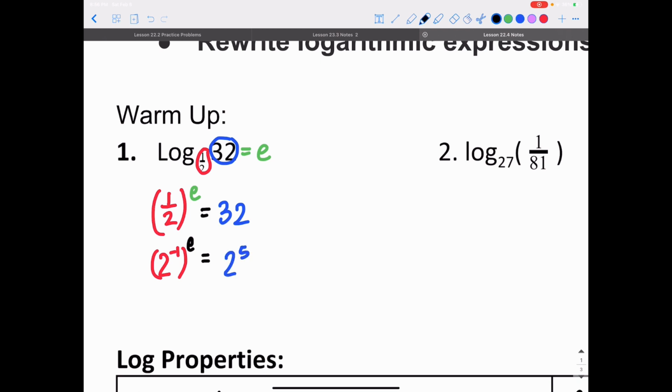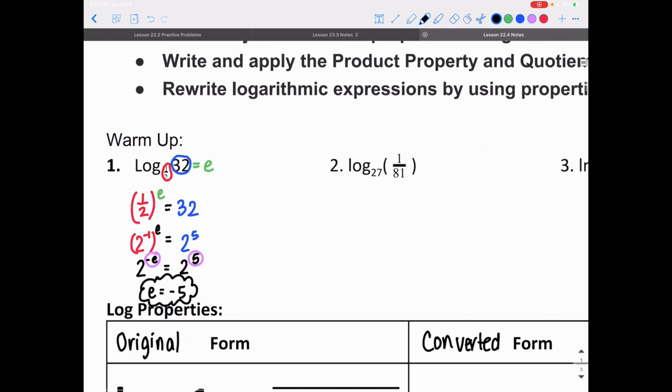Then to simplify the left-hand side, if I have a power to a power, I'm multiplying the two powers together. I get 2 to the negative e power is equal to 2 to the 5th power. I know these two powers have to be equal to each other. So I know that negative e has to be equal to 5, or e has to be negative 5. So this logarithm represents negative 5.